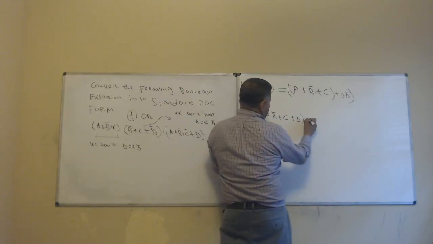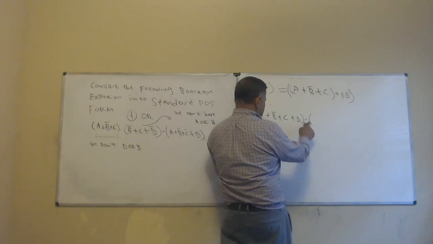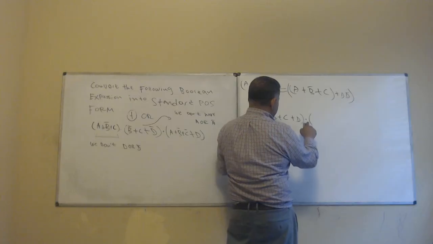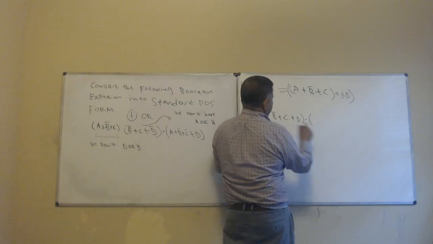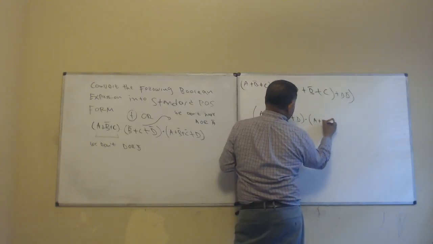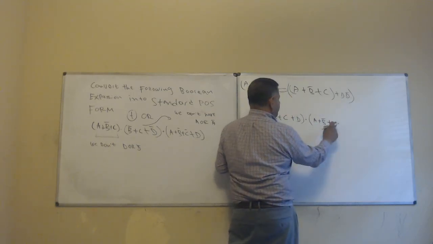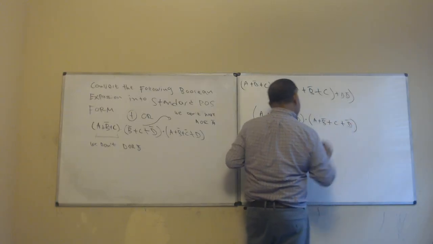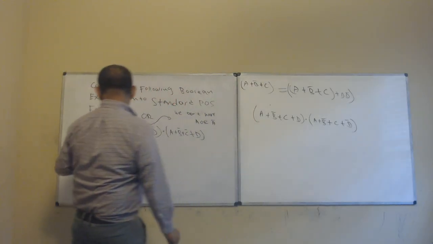Now, I put another parenthesis, right? I'm multiplying, right? That's why it's called a product of sum, right? So this is going to be A plus not B plus C plus not D, right? So that would be for this one. That would be for this guy.